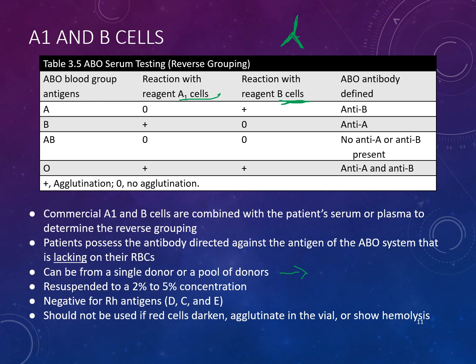And when they're manufactured, they go through that process of washing and being resuspended to make somewhere between a 2 to 5% concentration, depending on the particular reagent manufacturer. And then, of course, those patients or donors that are used to make these reagents have to be negative for Rh antigens because we can't have any kind of false reactivity.